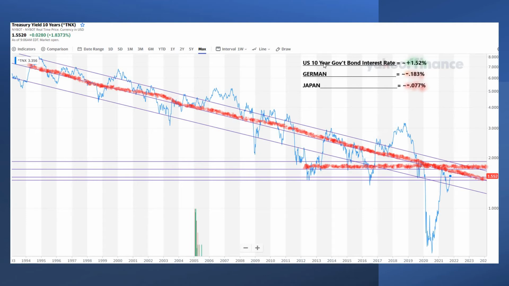I also wanted to mention, I've been trying to remind everybody, the U.S. 10-year Treasury bond is around 1.5% positive. But remember, around the world in different places, in Germany, it's negative 0.183%. That's a negative interest rate. In Japan, it's negative 0.077%. So negative interest rates in different parts of the world. That's why American rates look so good to people around the world. So we're at 1.5 on the 10-year Treasury, negative rates in Germany, negative rates in Japan.